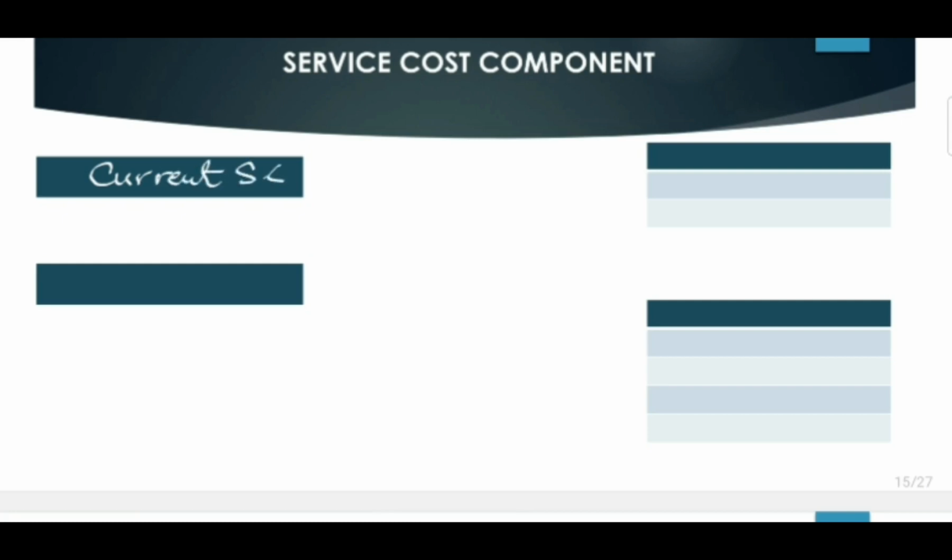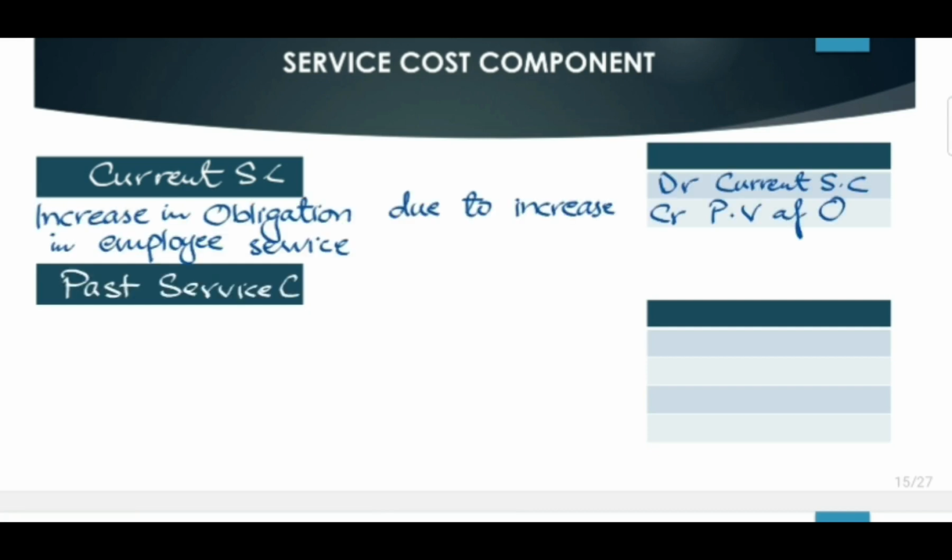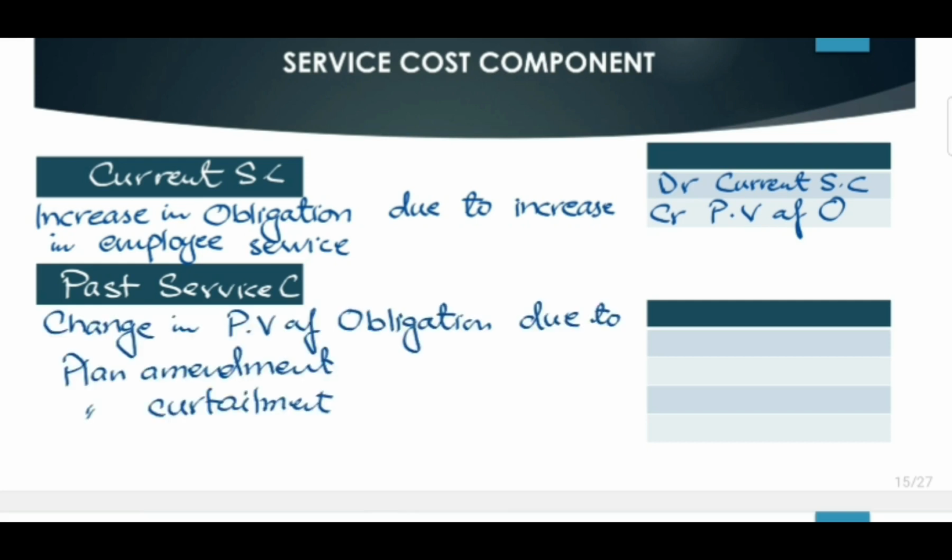Current service cost is said to be an increase in obligation due to an increase in employee service, and it will be recorded as debit current service cost and credit present value of obligation, and it will also be charged to the profit and loss account. While past service cost is said to be the change in present value of obligation due to plan amendment or plan curtailment.